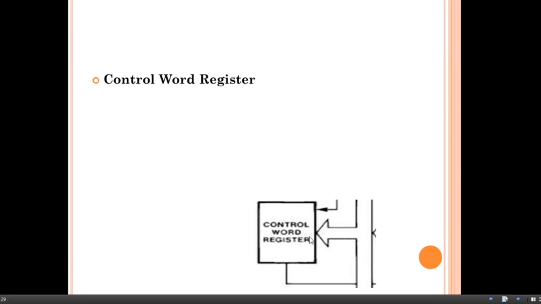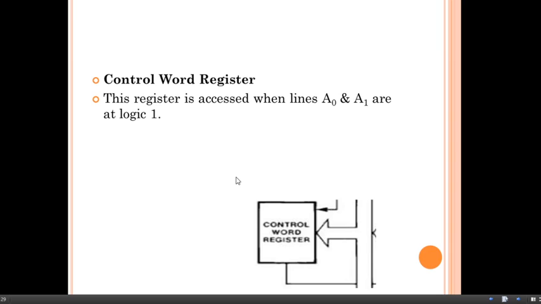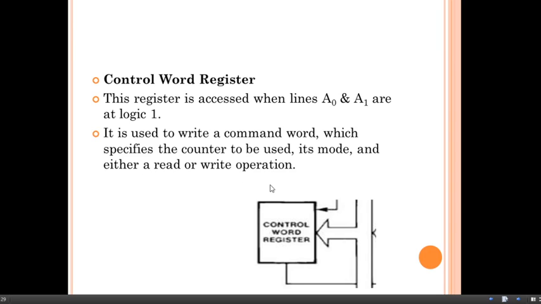After that, the next important block is the control word register. This is the signal coming from the read-write logic, and this signal is going towards the counter. This register is accessed when the lines A0 and A1 are at logic 1. As we have seen in the previous slide, when both the signals are 1, the control word register gets selected. It is used to write a command word which specifies the counter to be used, its mode, and either a read or write operation.